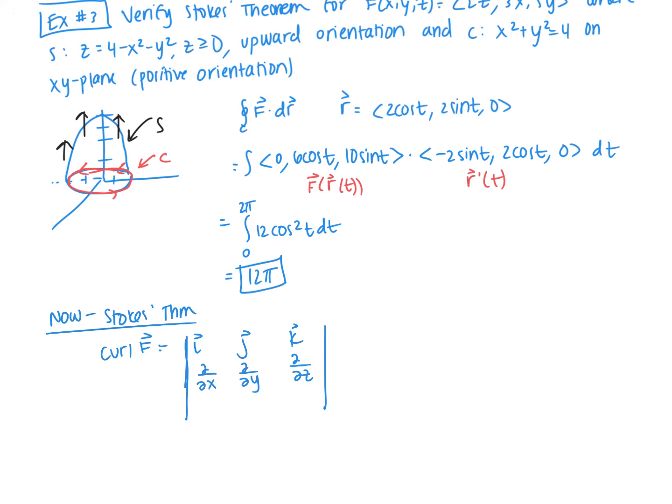So our f was 2z, 3x, and 5y. So we get 5 subtract 3, which is just 5. And then we get 0 subtract 2, but change the sign. Then we get 3 minus 0.